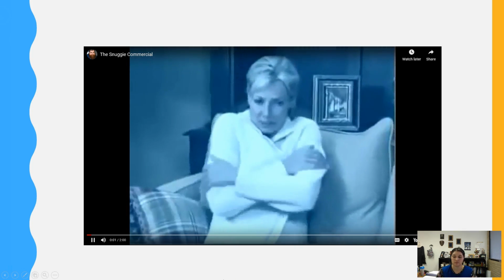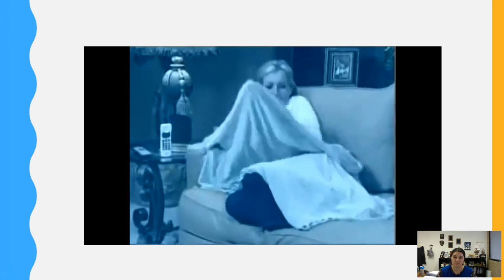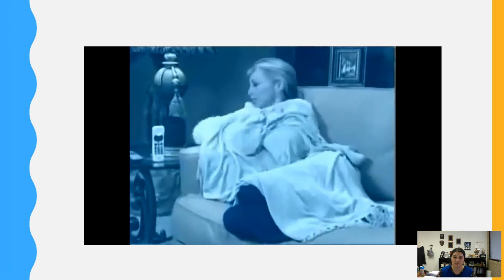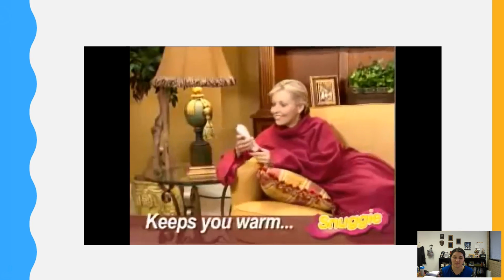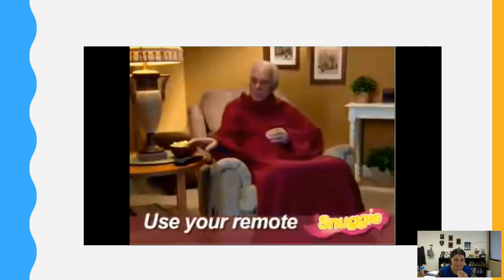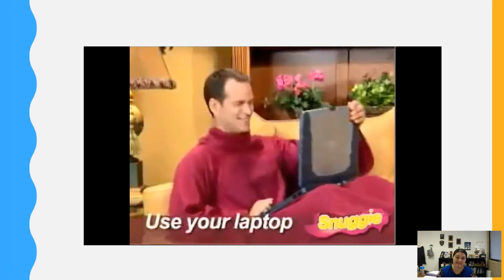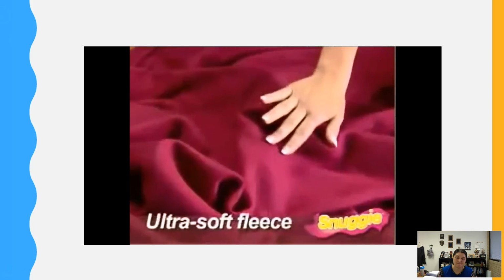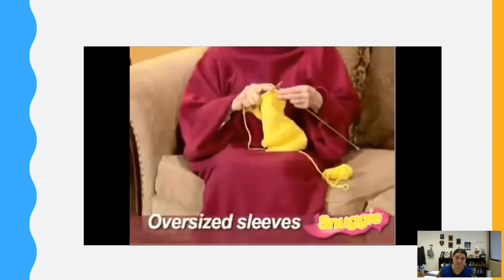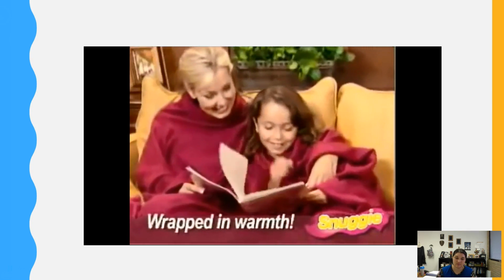You want to keep warm when you're feeling chilled, but you don't want to raise your heating bill. Blankets are okay, but they can slip and slide. And when you need to reach for something, your hands are trapped inside. Now, there's the Snuggie, the blanket that has sleeves. The Snuggie keeps you totally warm and gives you the freedom to use your hands. So now, you can work the remote or read a book in total warmth and comfort. Use your laptop without being cold, or enjoy a snack while staying snugly warm. Snuggie is made of ultra-soft, thick, luxurious fleece with oversized sleeves so you can move your arms and use your hands and still be wrapped in warmth.